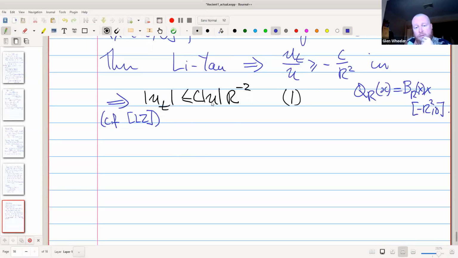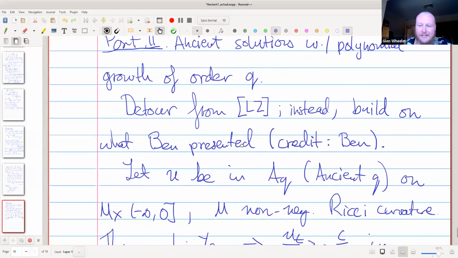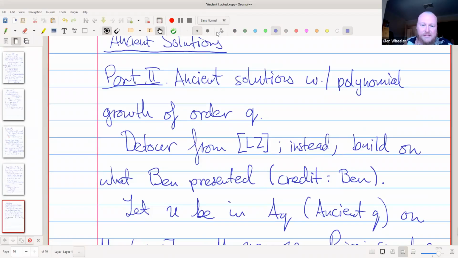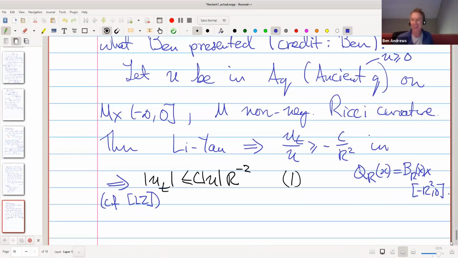And note that if u grows slower than, oh, there's a chat. Thank you, Ben. Non-negative solutions. So ancient solutions with polynomial growth, and of course they should be non-negative. So we're going to let u be in A_Q, and these should also be u greater or equal 0. Thank you for that, Glenn. I don't think we actually want to assume non-negative because we've got a Liouville theorem for non-negative things. Non-negative ancient things are constant.